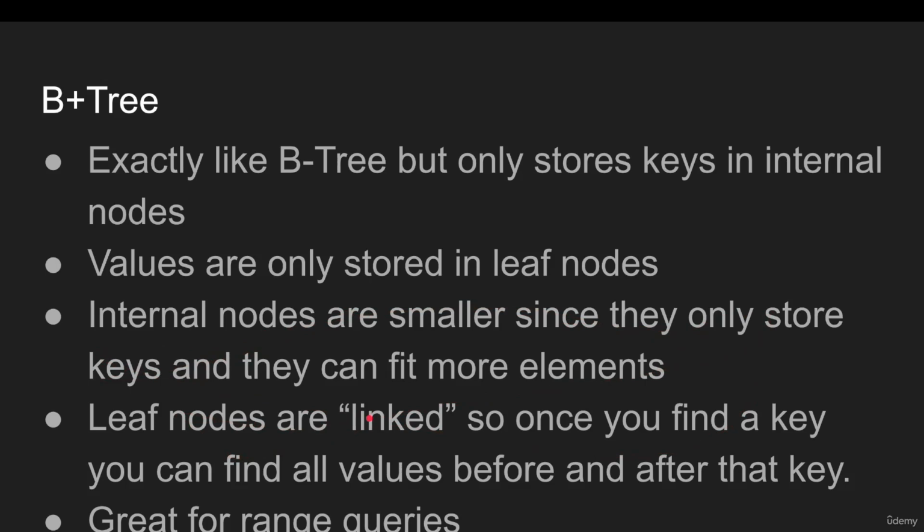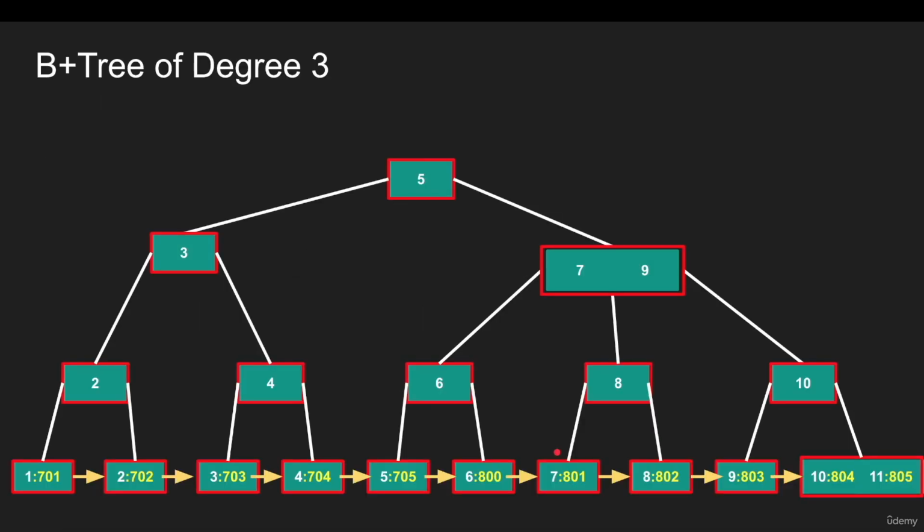Leaf nodes are linked. That's what helps range queries, by the way. Because all the values are stored in the leaf nodes, they are also linked. Each one points to the next leaf node, and so on. So once you find a key, you just found everything after it and everything before it. That helps range queries so much. It's great for range queries.